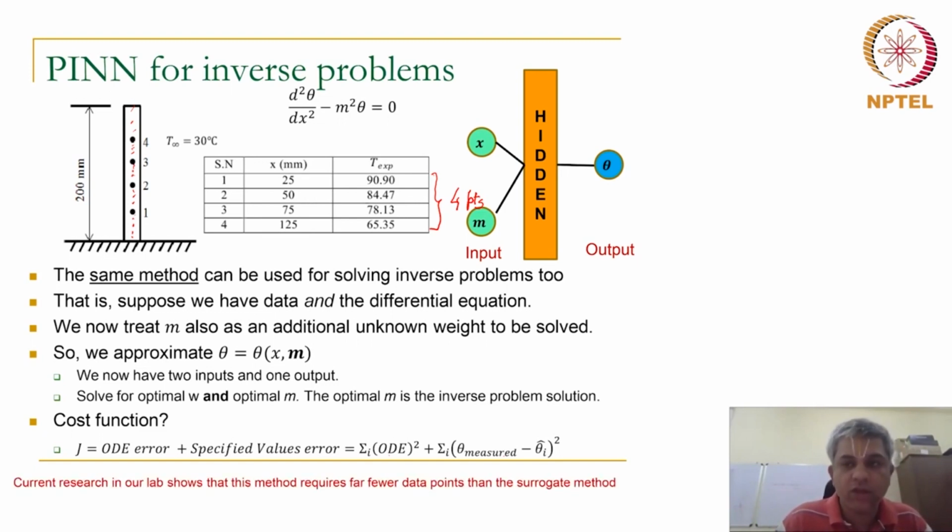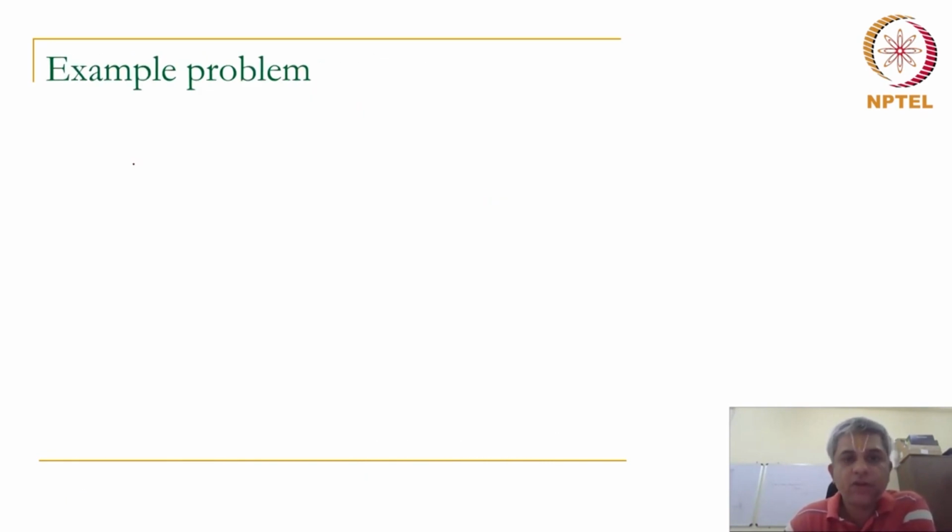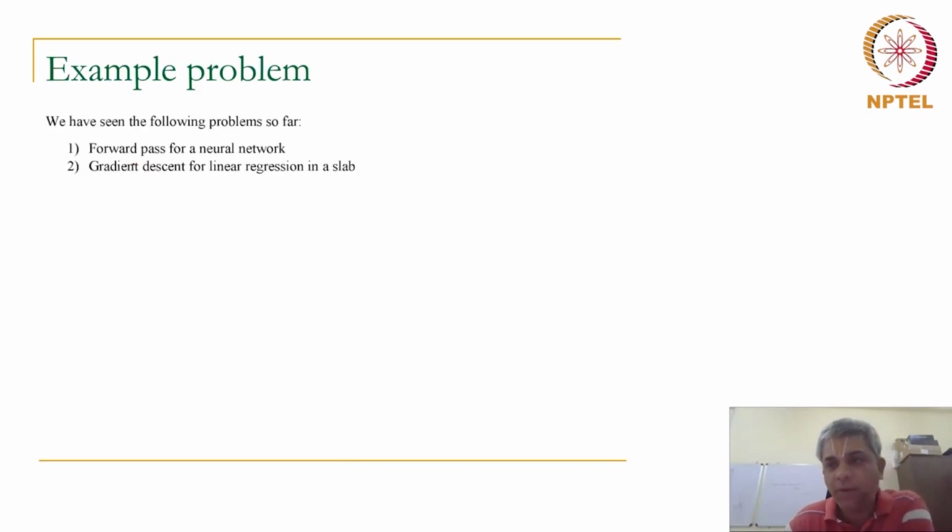Okay. So typically it will require far fewer points than the surrogate model, and really speaking, you don't need to get some extra data from somewhere else, and this can work very well, and it's very competitive with traditional techniques. Okay, and in many cases it can actually be faster. Okay, so I'm going to show you an example problem now, and we will try and solve it slowly as we do it usually.